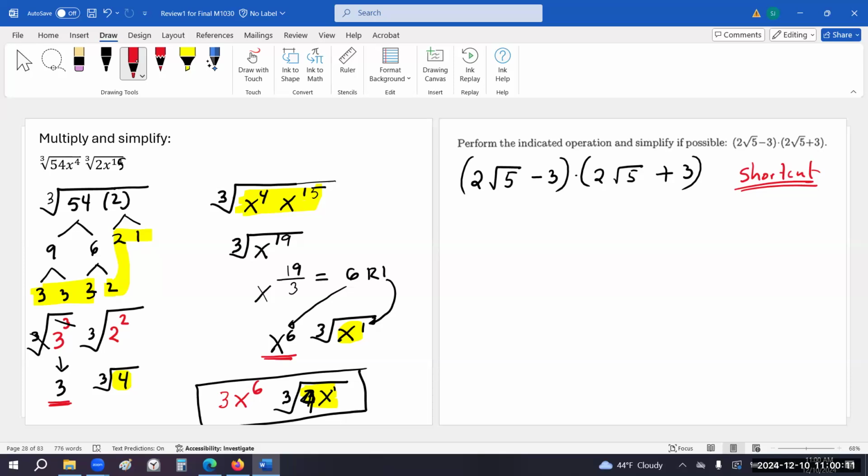Conjugates. They are conjugates because it's the exact same two things, their signs are different. Guys, no phone. Roger, I'm going to put your phone away. Jean, no phone.